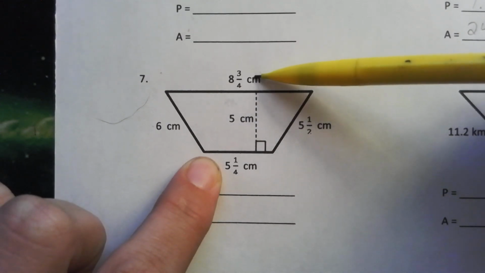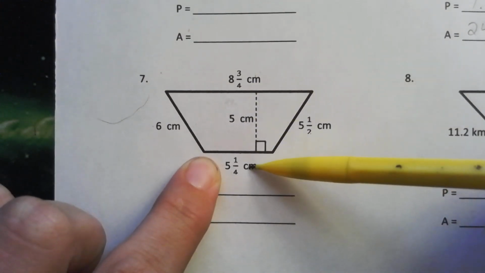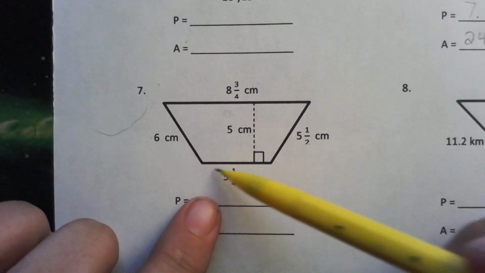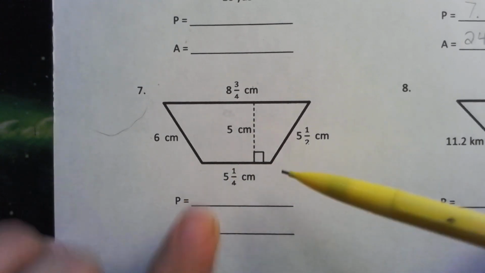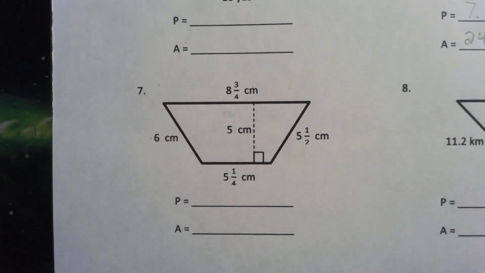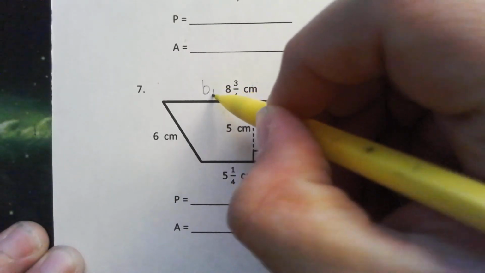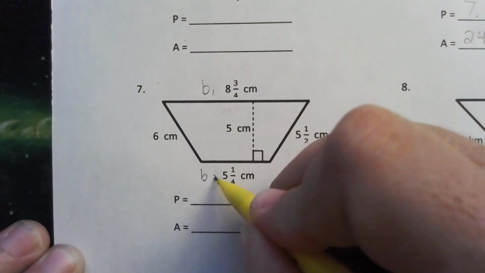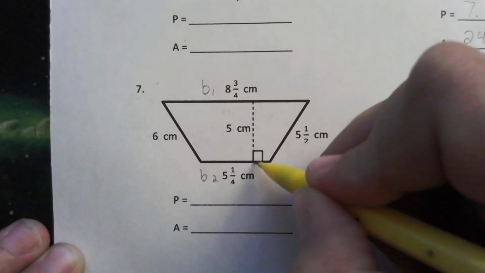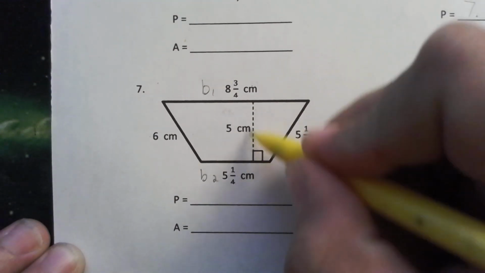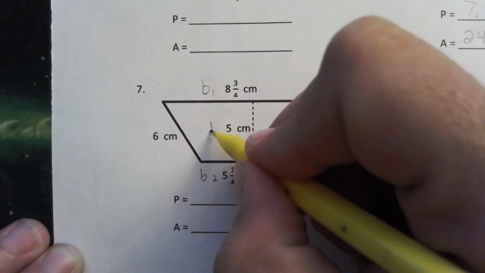This one's going to be base 1. This one's going to be base 2, even though now the bottom one is smaller. It doesn't matter which one's smaller or where it falls. We always want to stay base 1 on top, base 2 on the bottom, and your height is the one that's straight and tall, good posture. So that would be your height.